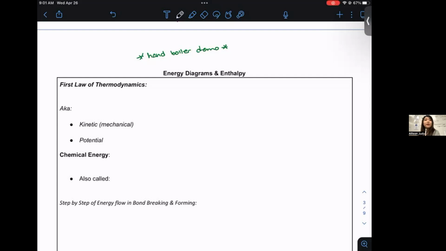Okay. Oh, and by the way, this unit 6 assessment is lab-based. You're actually doing a lab as part of your assessment.